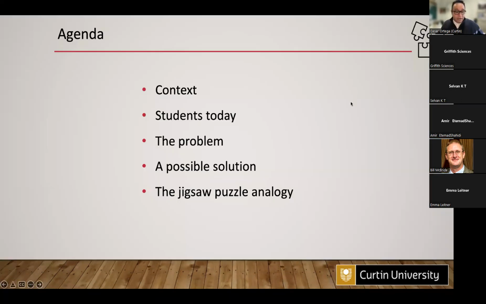This is what I'm going to be covering today: a little bit of context on where I'm coming from, a little bit of reflection on students today, the problematic around the profile of some of them, a possible solution, and the jigsaw puzzle analogy to conclude.